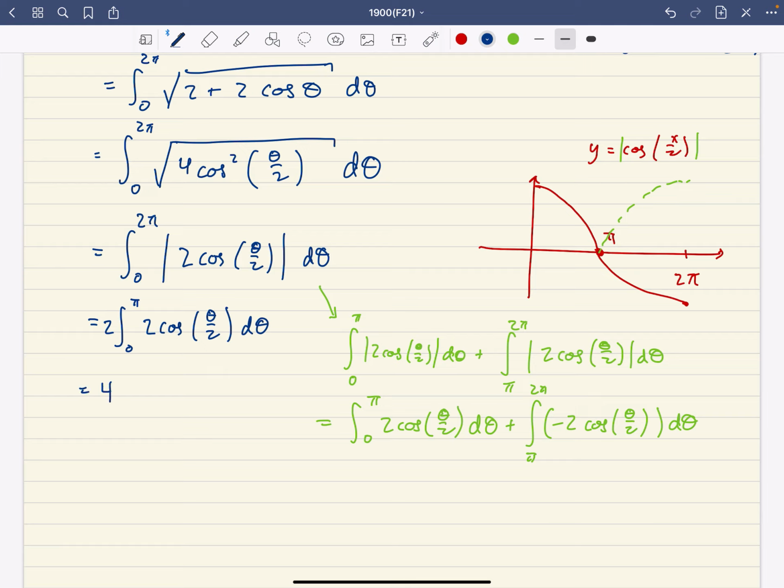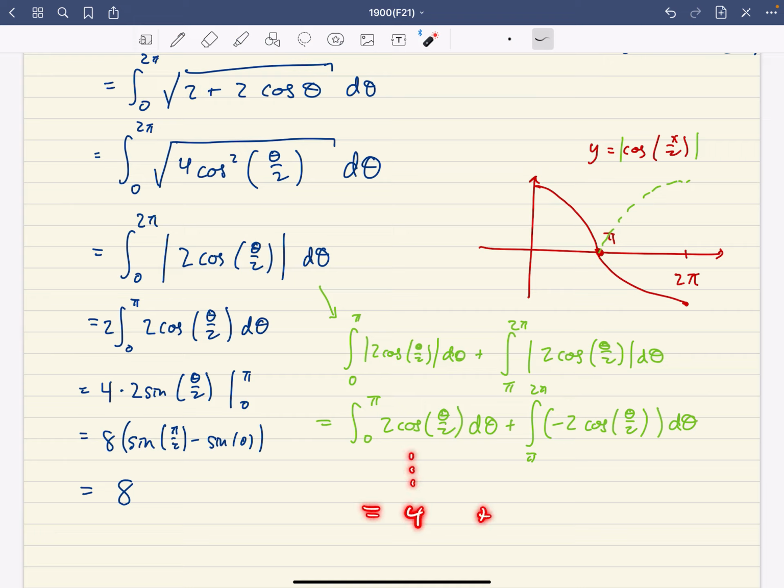So this is going to be 4 times cosine of theta over 2. And if we integrate cosine of theta over 2, we get 2 sine of theta over 2. And we evaluate that from 0 to pi. And so that's going to be 8 times sine of pi over 2 minus sine of 0. And so we get that the arc length was 8. Okay, and so that's how that's going to work. So here, if we did it this way, when you write in these integrals, you would get 4 plus 4. So by symmetry, these areas are going to be the same, and you still get 8. Okay, so that's how that would work.